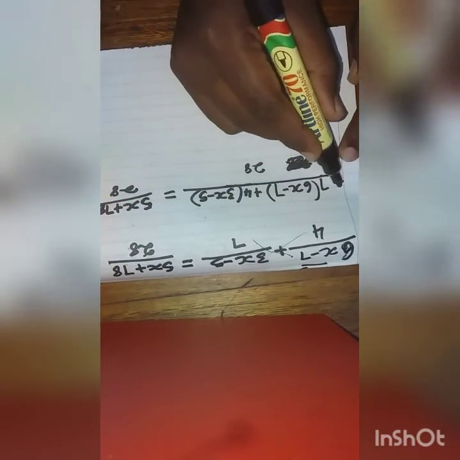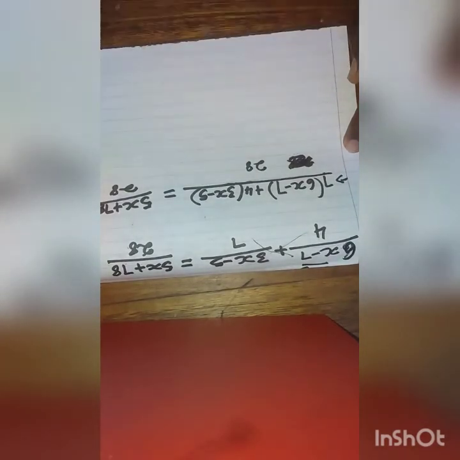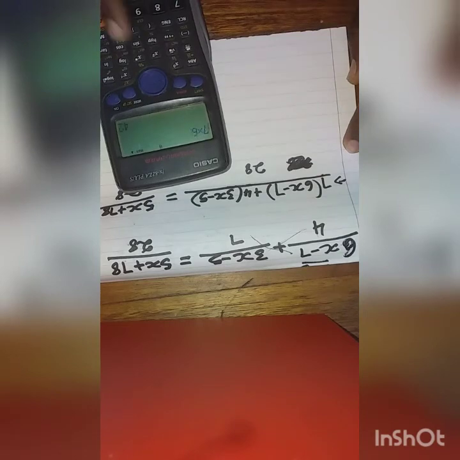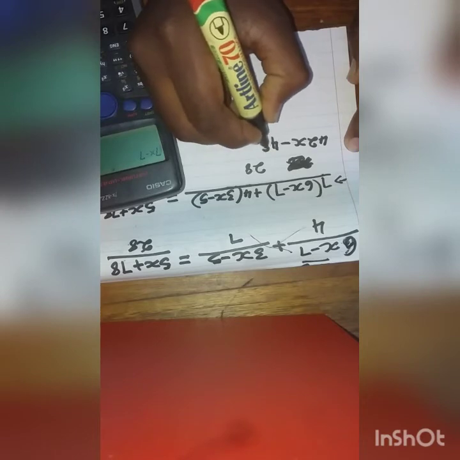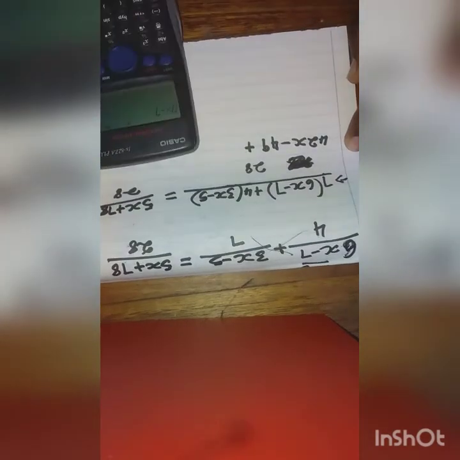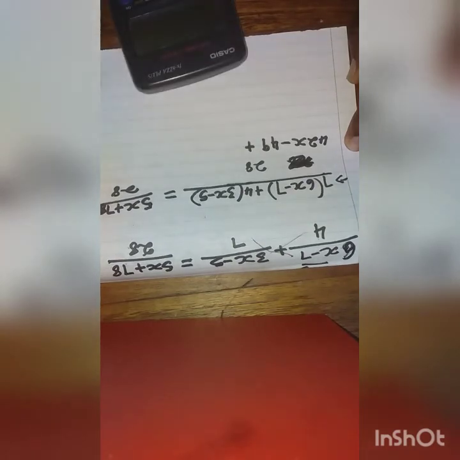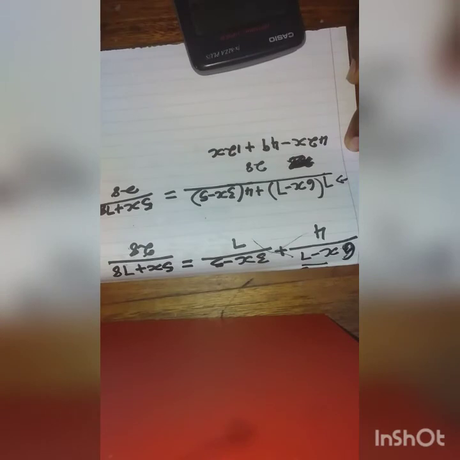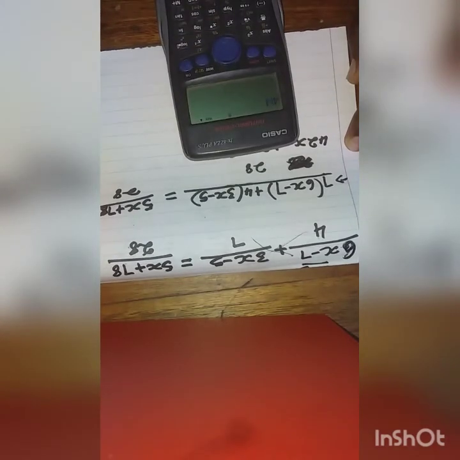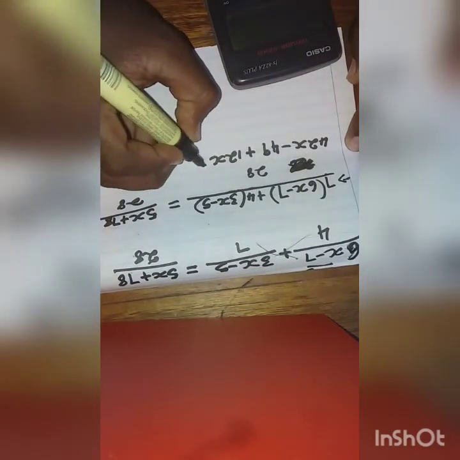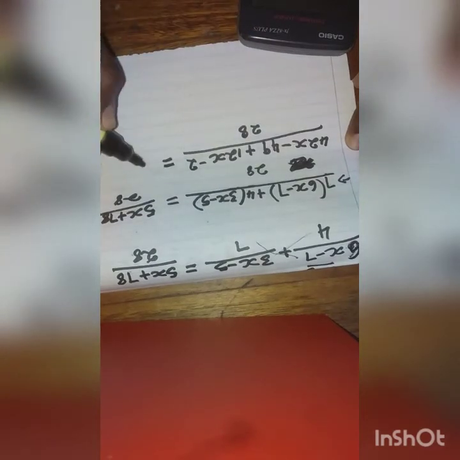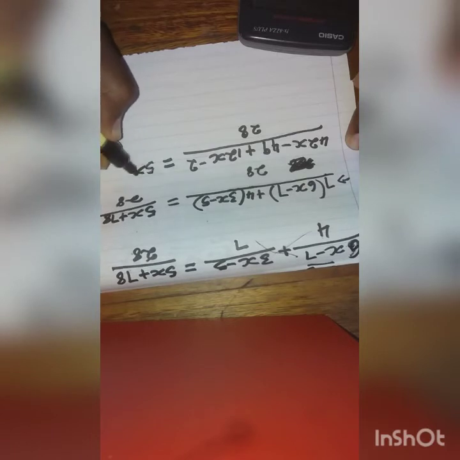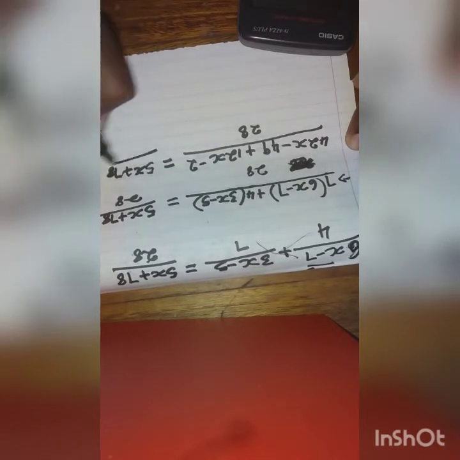It's like the previous equation where you just have to multiply through. 7 times 6 is 42x, 7 times negative 7 is negative 49, plus 4 times 3 is 12x, 4 times negative 5 is negative 20, all divided by 28, equal to 5x plus 78 all divided by 28.